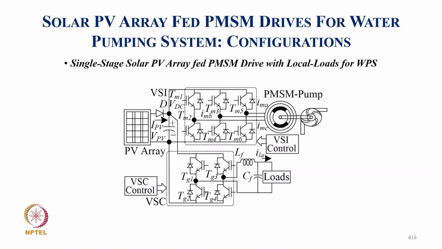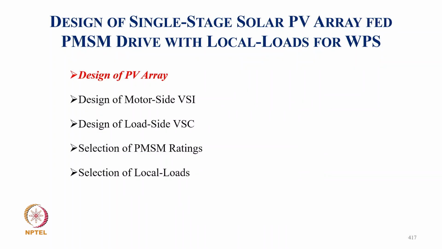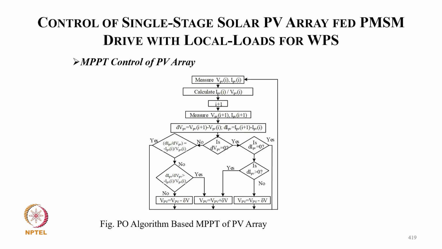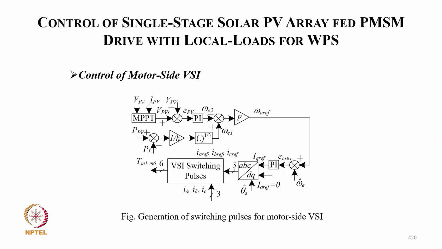This is, of course, a single stage solar PV array. Here we have removed the boost converter, and the inverter is able to regulate the voltage corresponding to MPPT. And of course the auxiliary load is fed in parallel. So here we have the design of the motor side VSI, design of the load side VSI, selection of PMSM rating, and selection of local load. So these are the model ratings and PV array design. This is the MPPT algorithm, which we already discussed. And this is the control of the motor side.